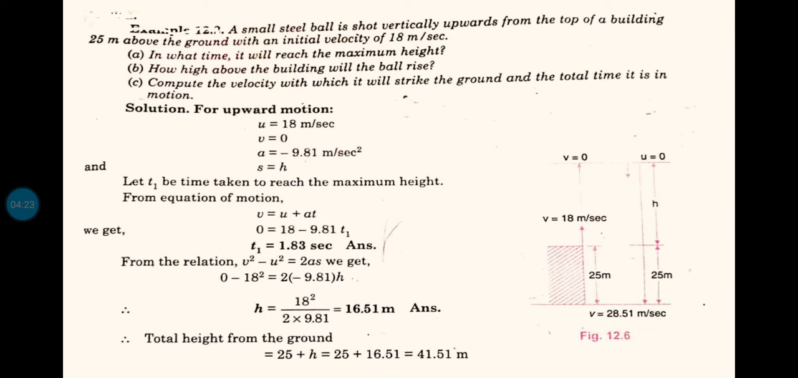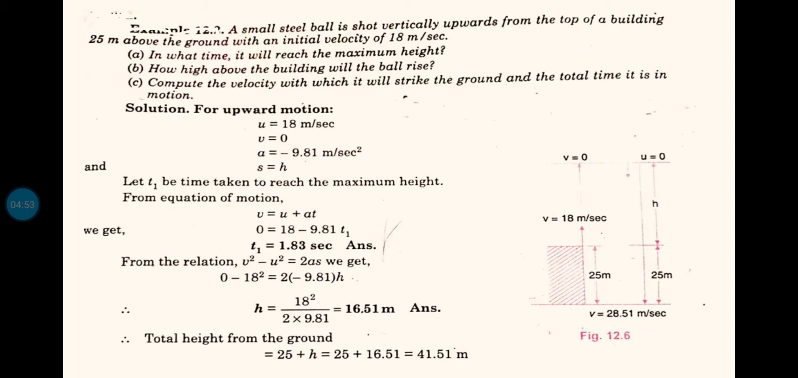And the first part answer is 1.83. So we got the answer for A and B. Now considering the motion of the same body from maximum height, that is from this point to ground level, that we want to analyze. Total height from the ground will be this height h plus the height of the building, that is h plus 25. From the earlier calculation we got h is equal to 16.51, and the building height is given as 25 meters, so the total height will be 41.51 meters.